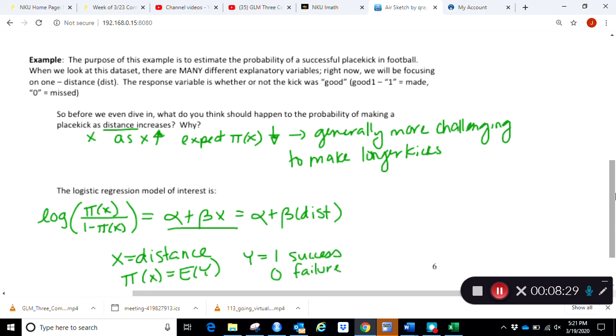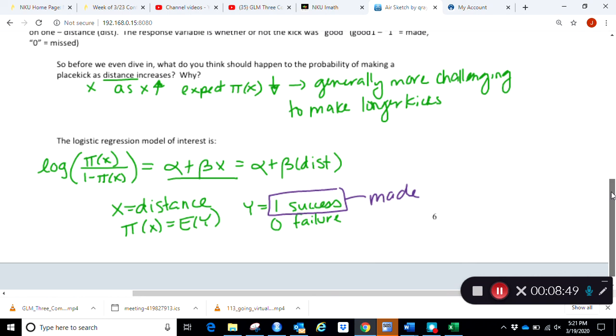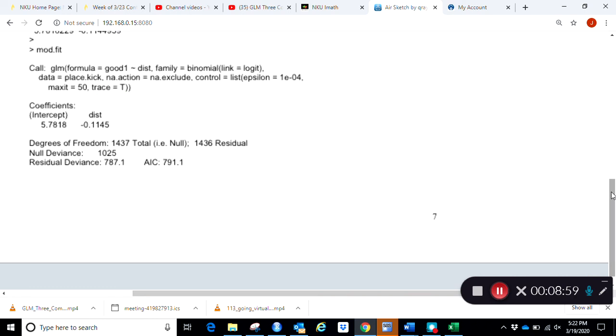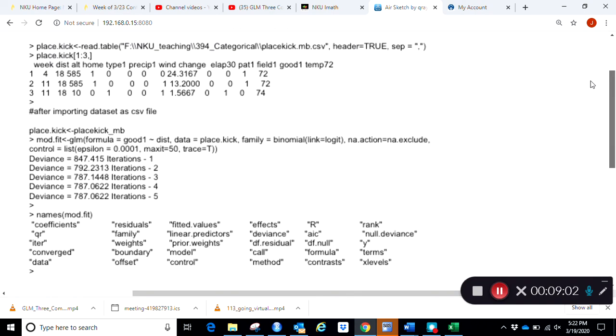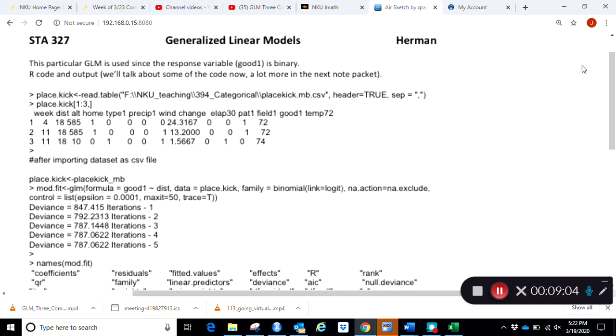So we always want to know what we're modeling, because we're always going to be modeling the probability of success, and here we labeled 1 as being a made kick. So it's always going to be modeling those ones that we use. Again, the main reason why we're using this generalized linear model, because we will talk about other generalized linear models, is because our response variable is binary, or only has those two options, as it states here at the top of the next page for you.